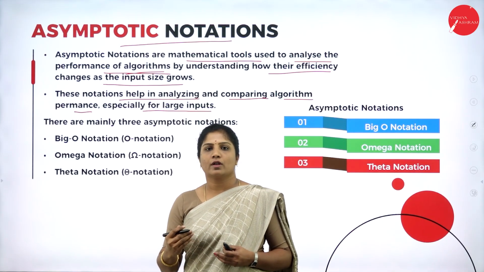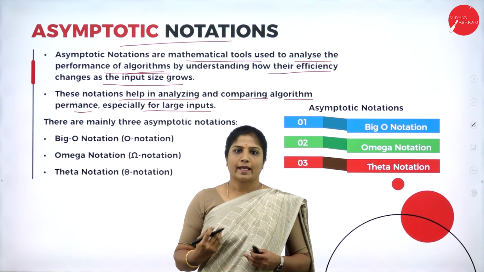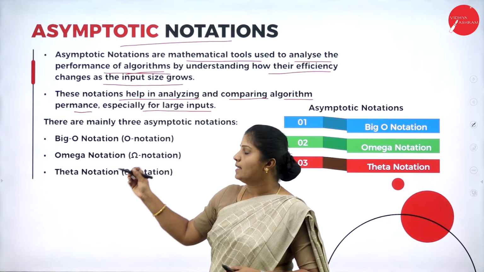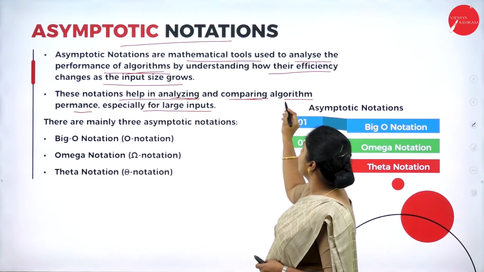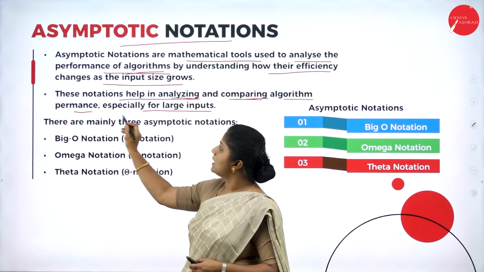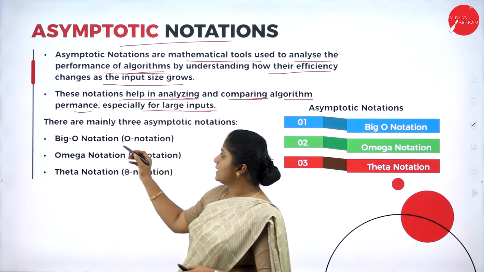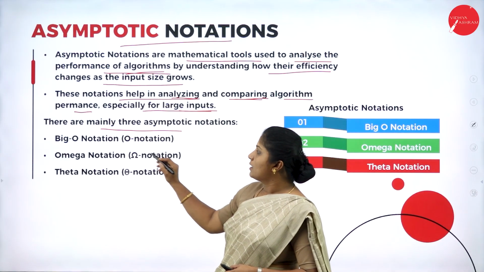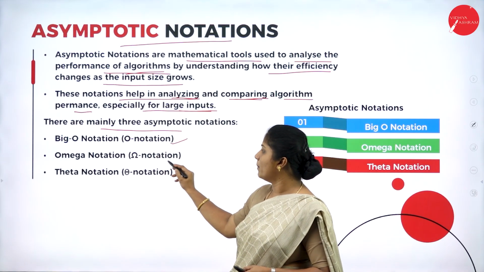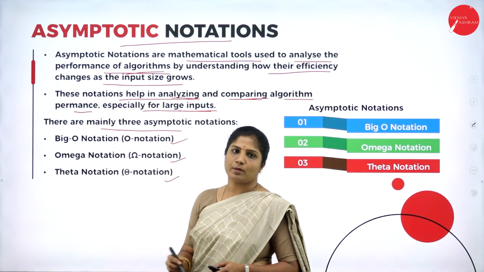If the input of an algorithm increases, it takes more time to get the result. Hence the comparison and analysis of algorithm performance depends upon large inputs. Next, we have three main asymptotic notations, that is big O, omega and theta. Let us discuss each one by one.